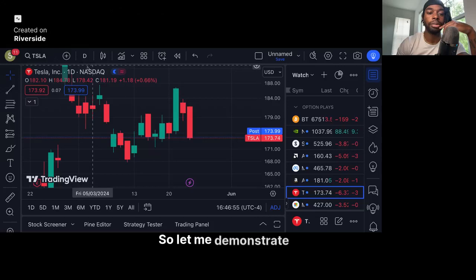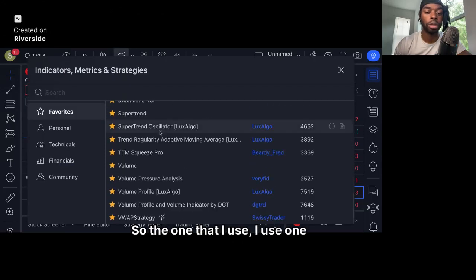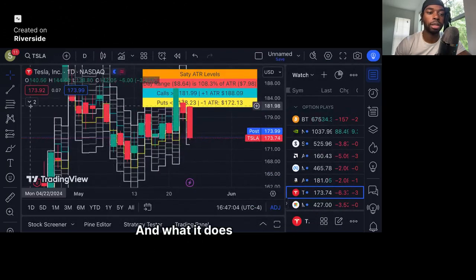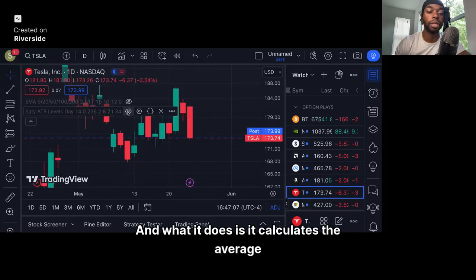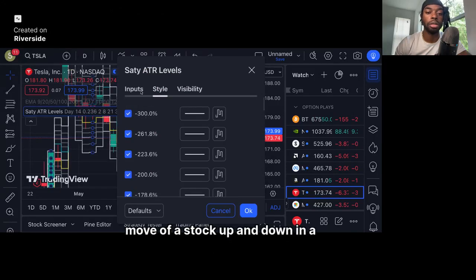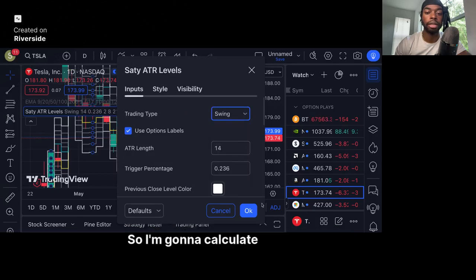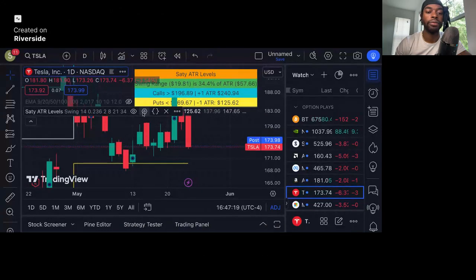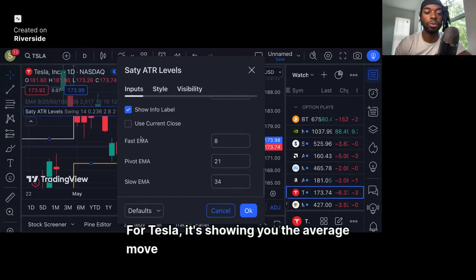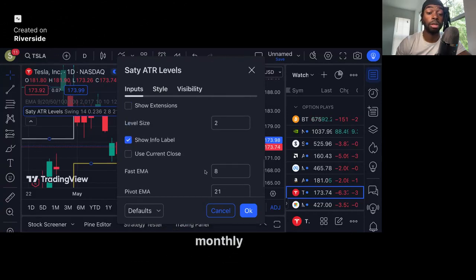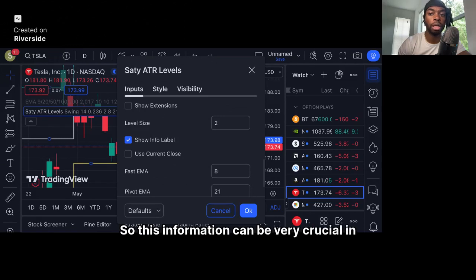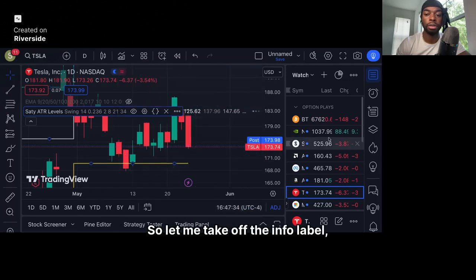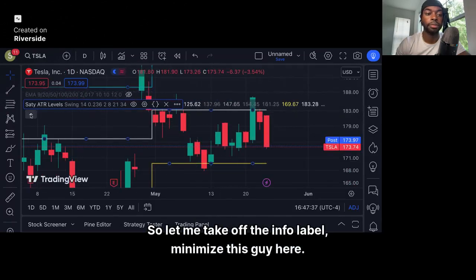So let me demonstrate one. The one that I use is called the Saudi ATR. This is a really good indicator, and what it does is it calculates the average move of a stock up and down in a given period of time. So I'm going to calculate it to the month. For Tesla, let me move this indicator out of the way. For Tesla, it's showing you the average move that Tesla should be making on a monthly basis. This information can be very crucial in terms of getting in and getting out of trades or investments.